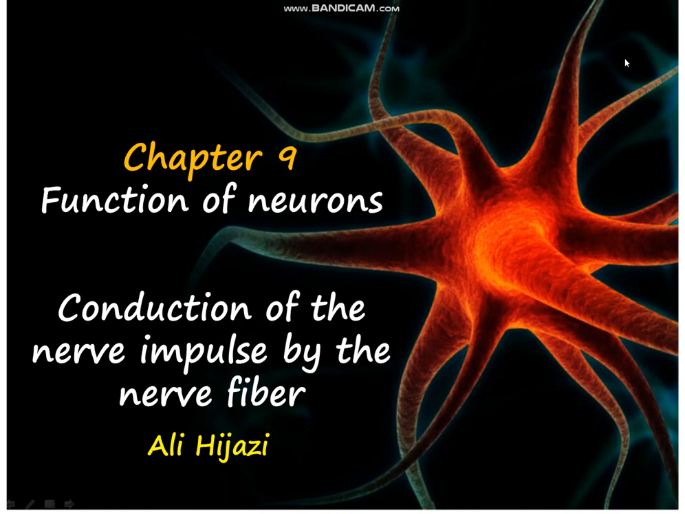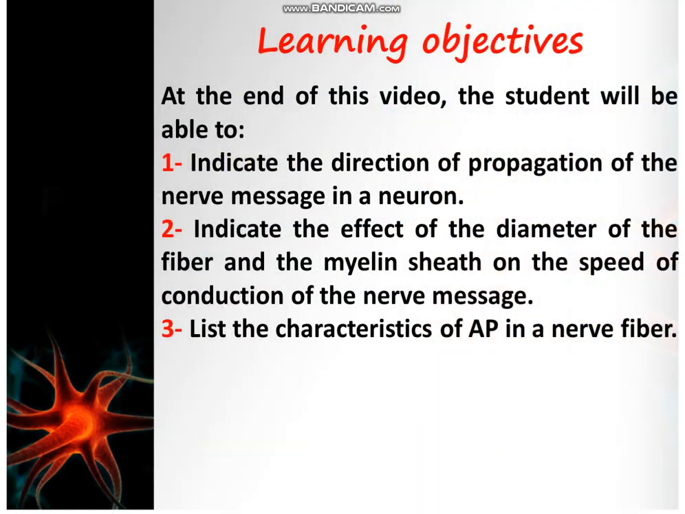This video is about the conduction of the nerve impulse by the nerve fiber, and at the end of it, the student will be able to indicate the direction of propagation of the nerve message in a neuron, indicate the effect of the diameter of the fiber and the myelin sheath on the speed of conduction of the nerve message, and finally to list the characteristics of action potential in a nerve fiber.